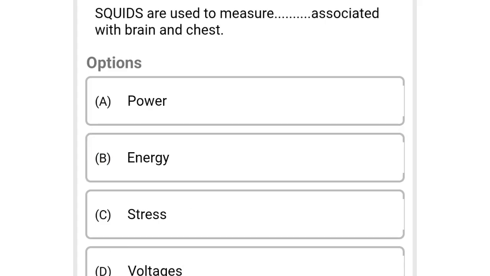Next question, SQUIDs are used to measure dash associated with the brain and chest. Option A power, option B energy, option C stress, option D voltage. The correct answer is option D voltage.